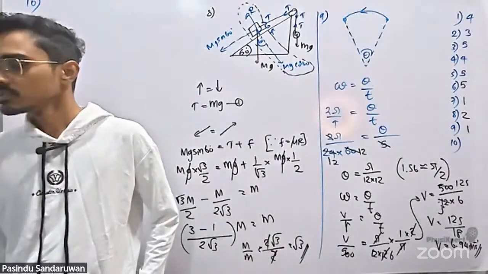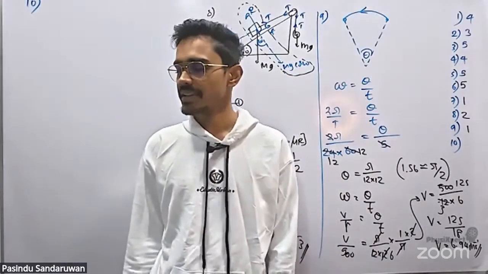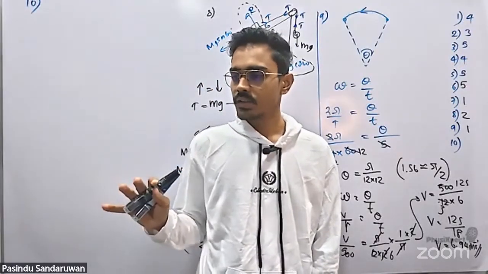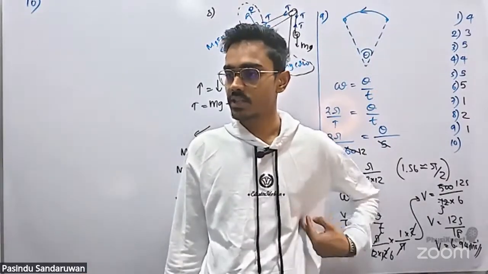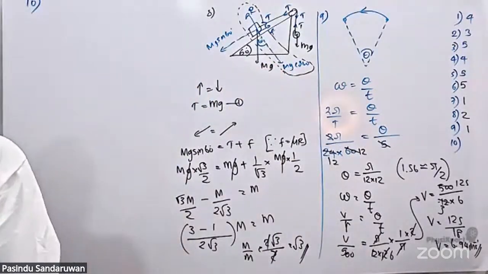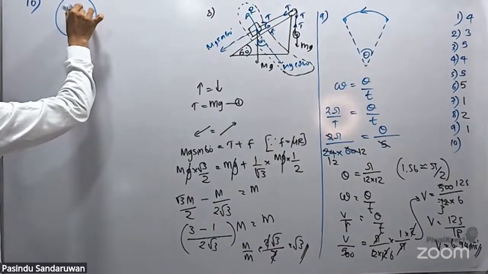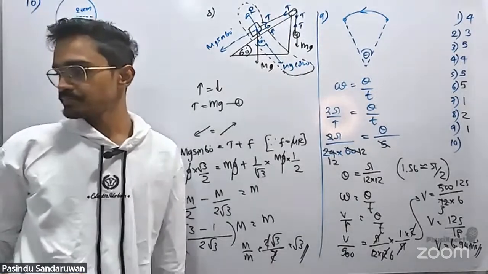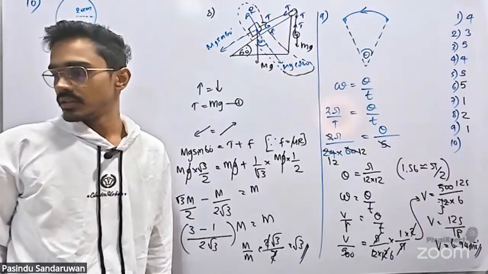10. What is the maximum angular velocity of a rotating plate with 20 centimeters radius so that the objects on the plate are not moved away when it rotates around its axis, its axle? The coefficient of friction between the plate and the object on it is half. Okay, something like this. This is a plate of radius 20 centimeters. Objects on the plate. Maximum angular velocity.